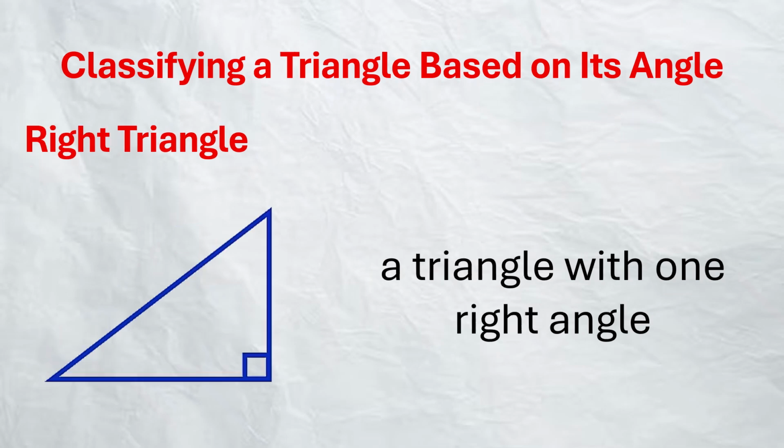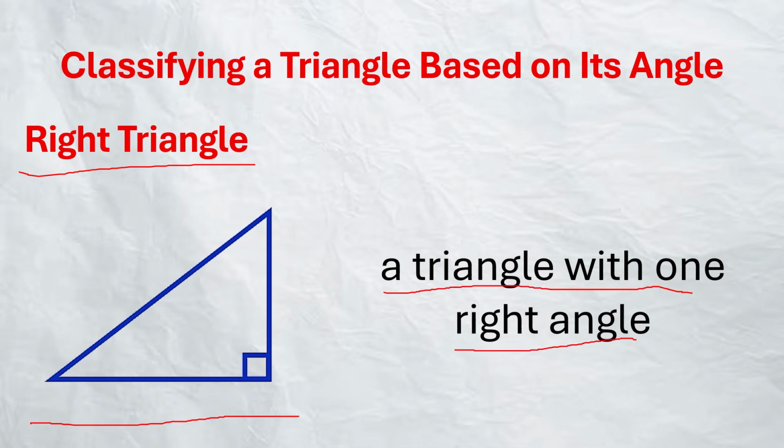Next, right triangle. A triangle with 1 right angle. So this figure that you see here is an example of a right triangle. Note that this triangle has 1 right angle based on the square symbol on one of the angles, while the other 2 angles, this one and this one, are acute angles. This means that this figure or this polygon is called a right triangle.